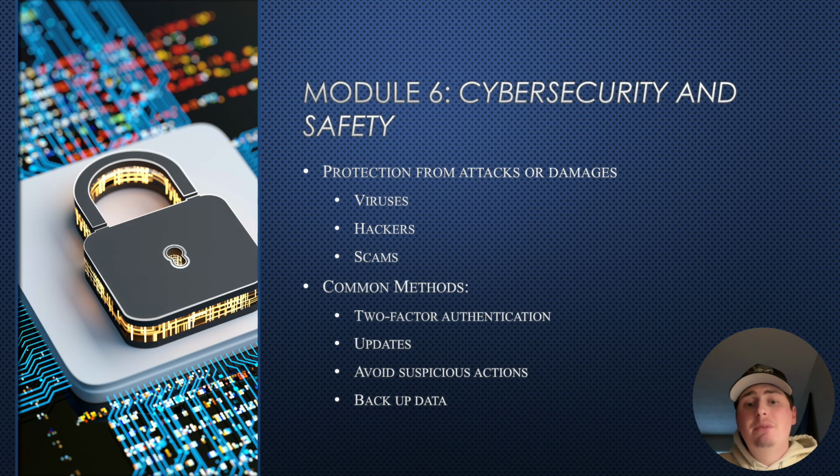Module 6 was about cybersecurity and safety. Cybersecurity is about protecting computers and data from attackers or damage. Protection from attacks would be like viruses, hackers, scams. We are susceptible to those from anywhere. And a common method to protect ourselves is two-factor authentication, it's just for safety. We use it for IUP, where we have to type in our password, and then we get a code sent to our email that we have to put back in, so it knows that, yes, this is legit, this is the right person.